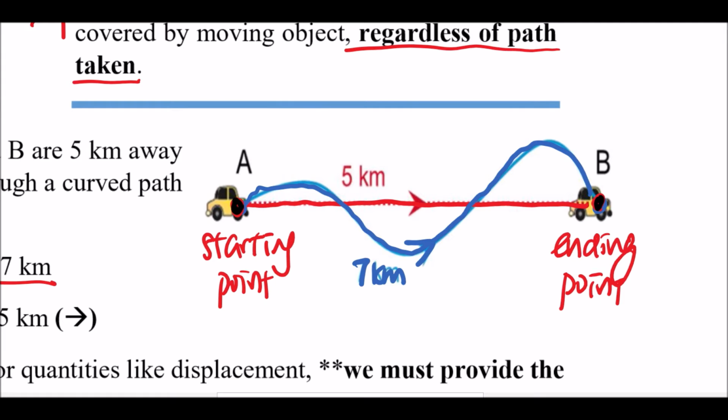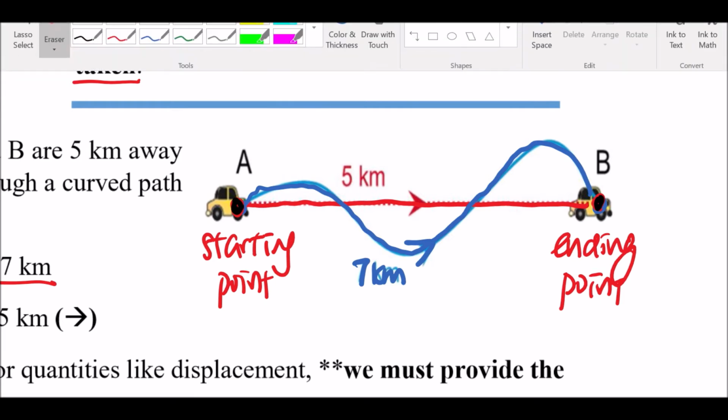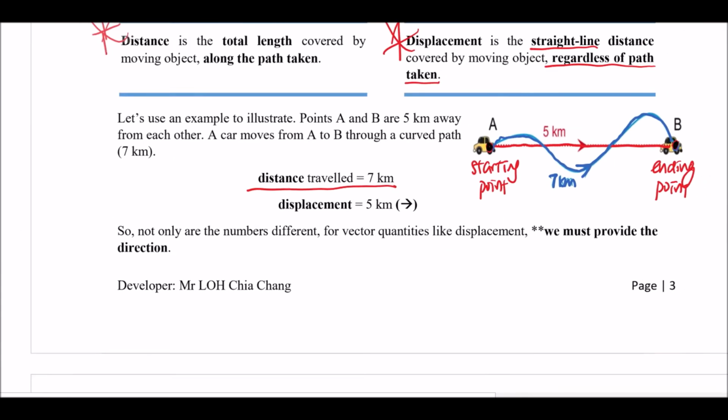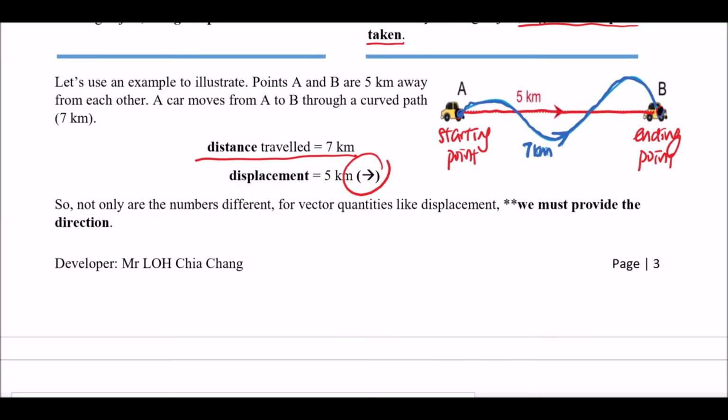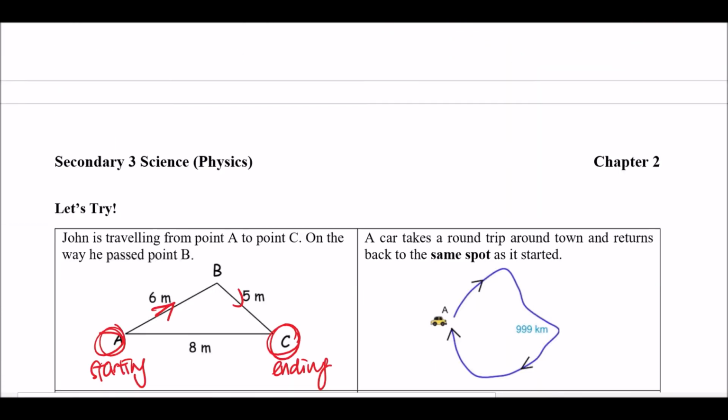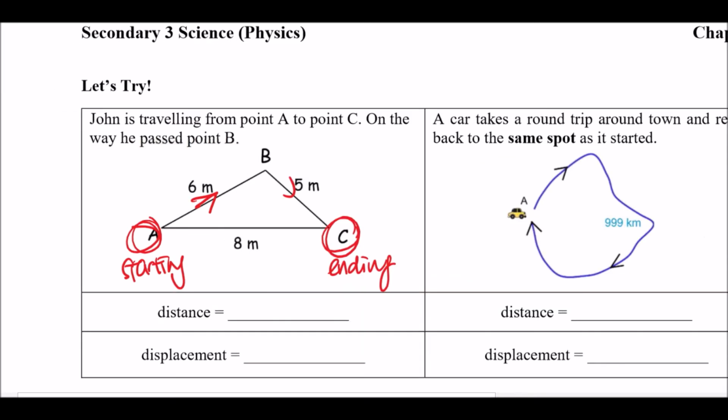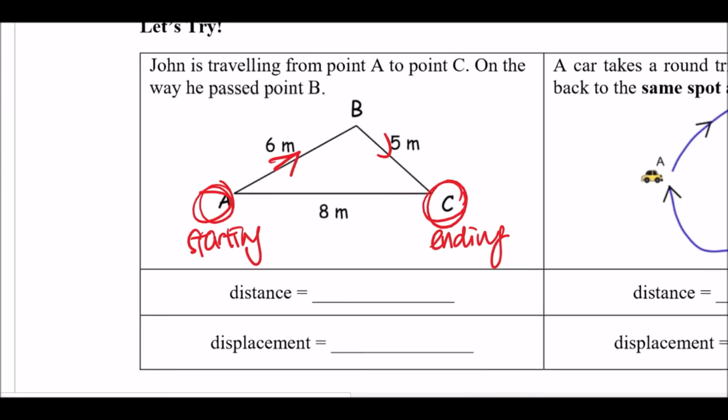So let's remove this ugly looking line. Moving on, not only are the numbers different, but because displacement is a vector quantity, technically you need to provide the direction. So this time around from A to B, the displacement is 5 kilometers to the right hand side. But in an exam, if they ask for displacement, we don't really need to give the direction. It is fine.